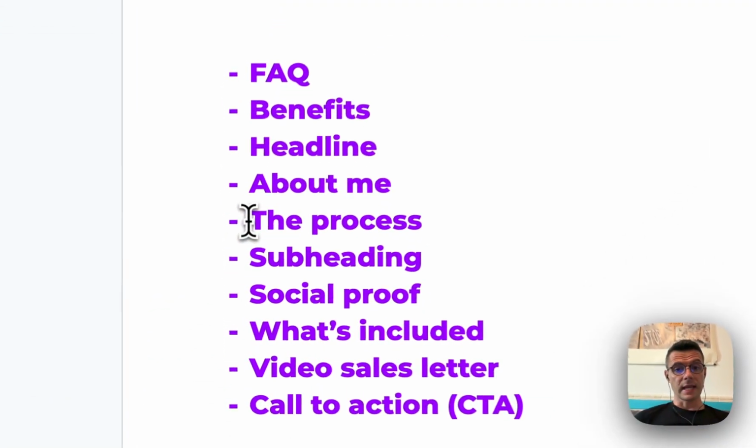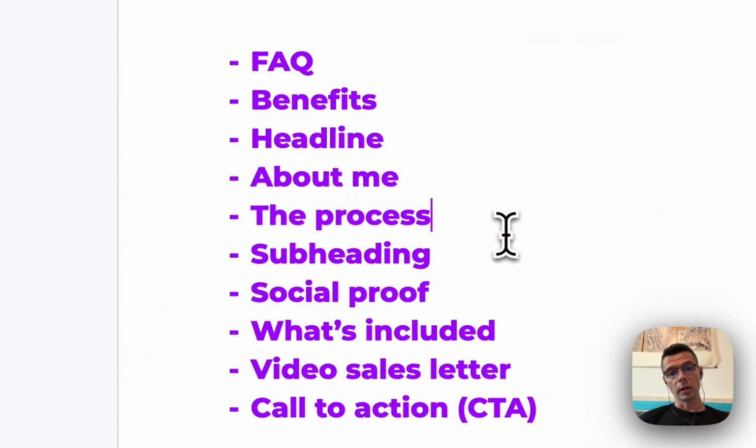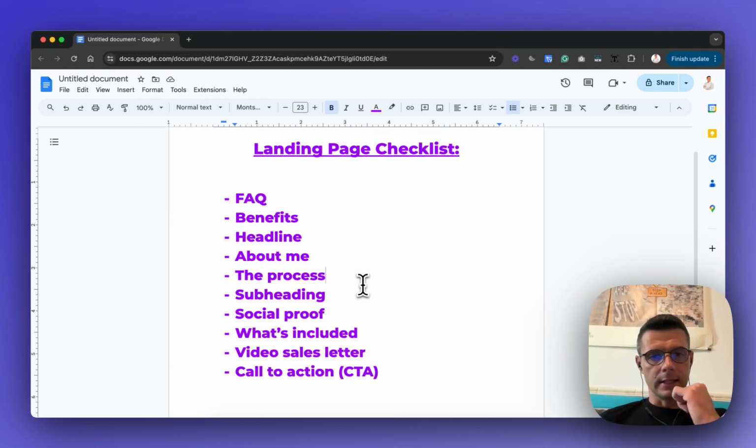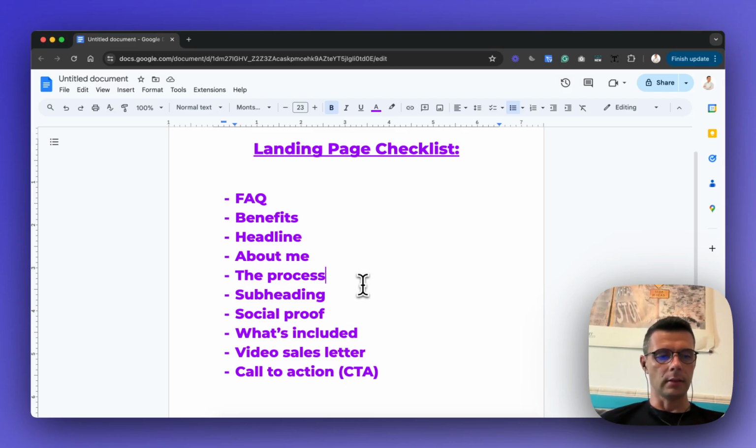Okay, the process of your work, how you work, what it's like working with you. To explain this in detail, you don't have to write a book about this, but just take out the main processes that you have when you work with people, and then just explain on the landing page what it looks like to be working with you.